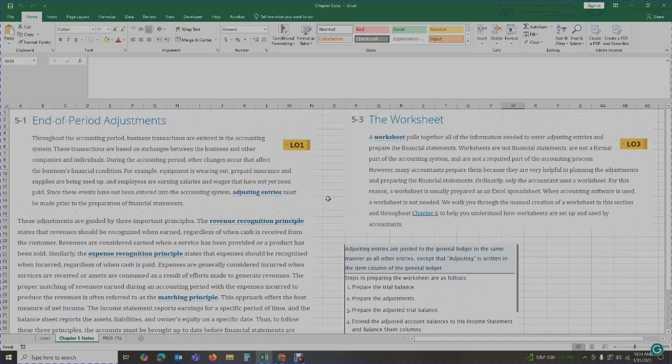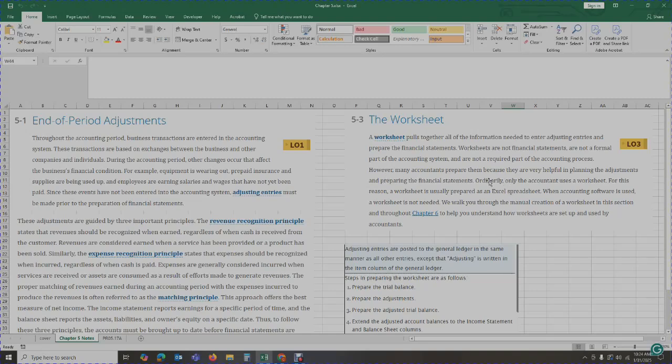Now, accountants prepare what is known as the worksheet. The worksheet basically pulls together all of the information needed to enter the adjusting entries and be able to calculate our adjusted balances to prepare our financial statements. Worksheets are not a financial statement. This is just a tool to be able to prepare our financial statements. It makes it an easier process to come up with the numbers that we need for the preparation of our financial statements.